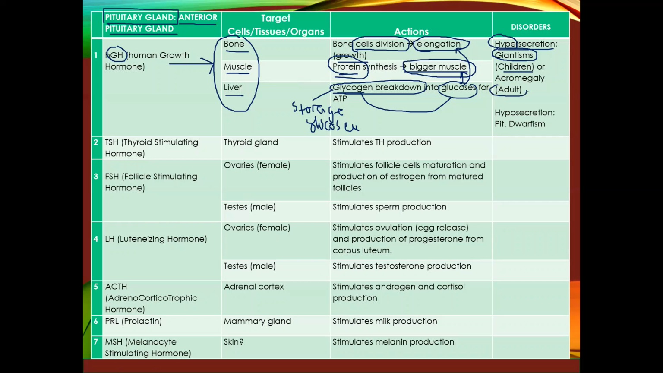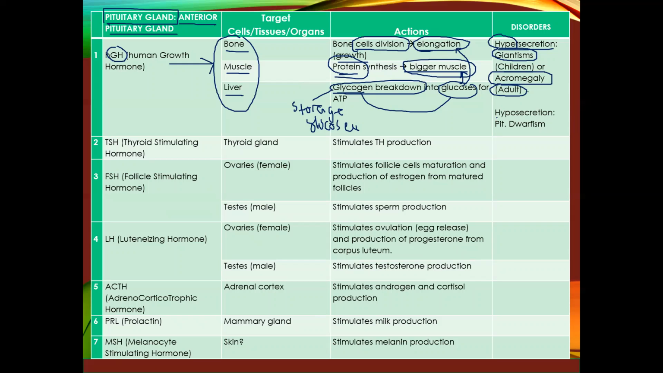For adults, remember, adults will stop growing taller, but the muscle and the bones can be thicker. Therefore, an adult that produces too much growth hormone will have thicker muscle and thicker bone, and this disorder is known as acromegaly. We actually can see that on their face, on their hand. Their hand is really, really thick, and their cheek bone is thicker than a normal person.